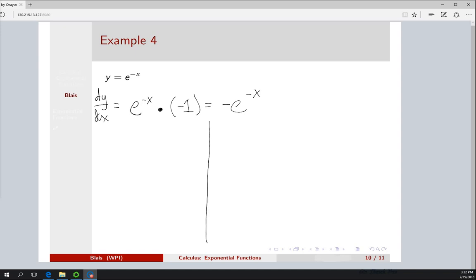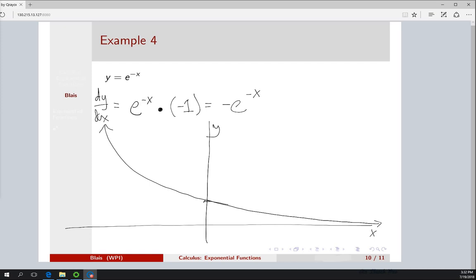This is a function, essentially, think of it as e to the minus x. You're essentially flipping the x-axis. So what you get is your e to the x graph, except mirror image about the y-axis.